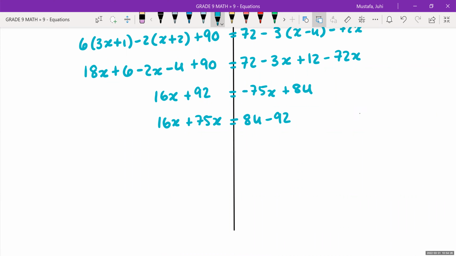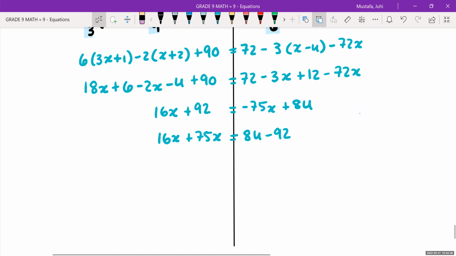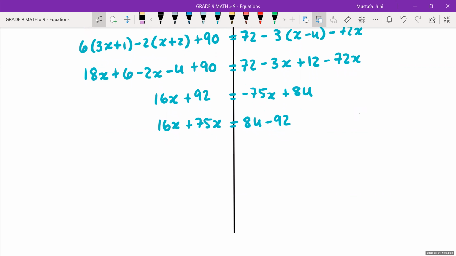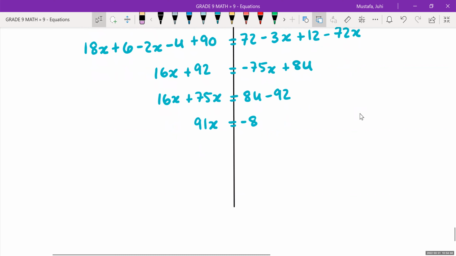Did I do something wrong here? Do you guys see any mistakes? Yeah, I feel like I've made a mistake somewhere. So let me just check my work. 6, 7, 8, negative 81. What is the answer to this? Never mind, I didn't make any mistakes. So divide by 91, divide by 91, and the answer is going to be negative 8 over 91.